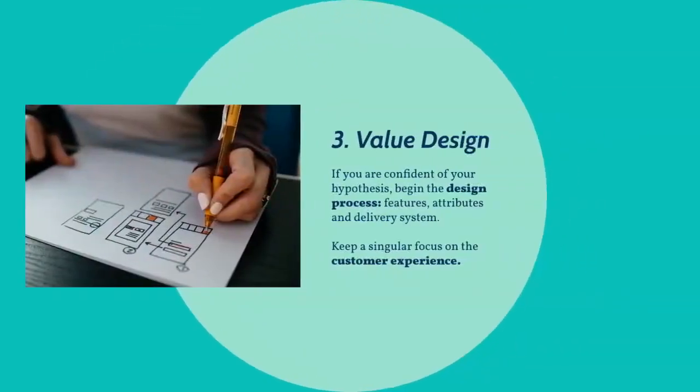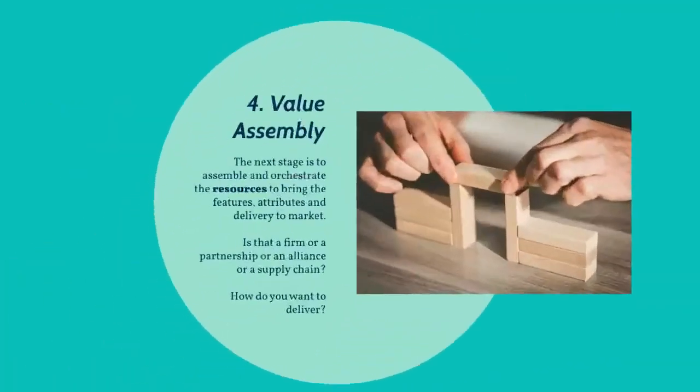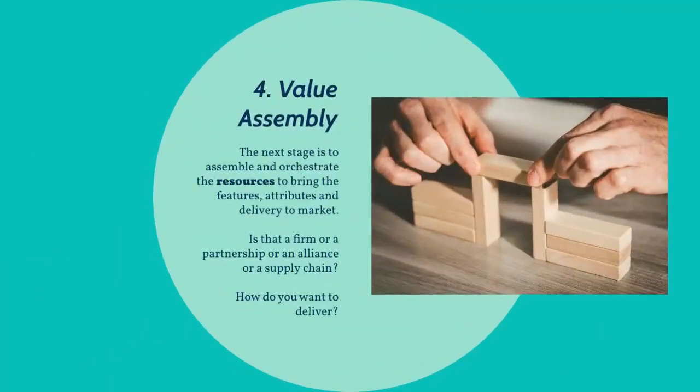3. If you're confident of your hypothesis, begin the design process: features, attributes, and delivery system. Keep a singular focus on the customer experience. 4. The next stage is to assemble and orchestrate the resources to bring the features, attributes, and delivery system to the market. Is that a firm or a partnership or an alliance or a supply chain? How do you want to deliver?